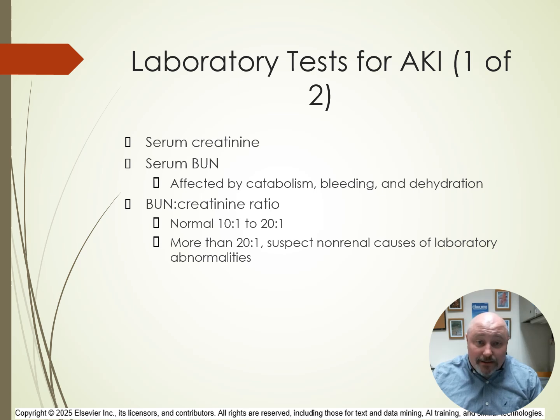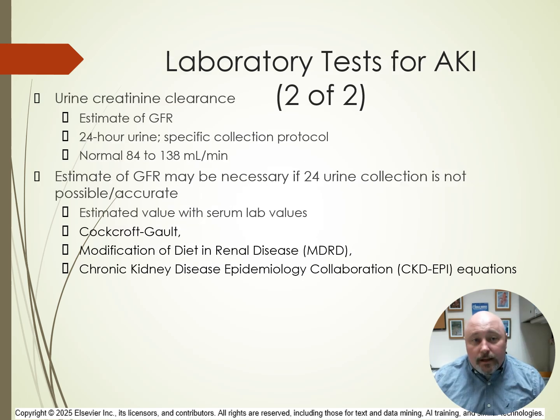BUN and creatinine levels are very helpful in diagnosis, though. The creatinine tends to be more specific to kidney injury itself, and the entire ratio will be evaluated. Urine creatinine clearance provides an estimate of GFR. In the absence of a 24-hour collection, GFR is estimated using standard formulas. Historically, the measurement of creatinine clearance over 24 hours has been considered a reliable estimate.